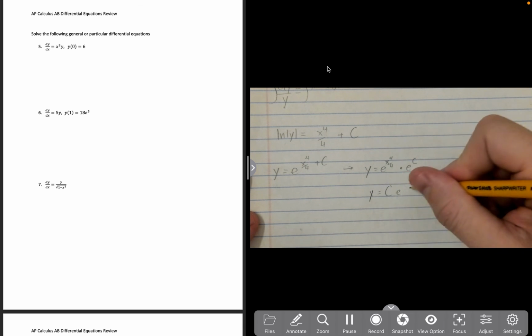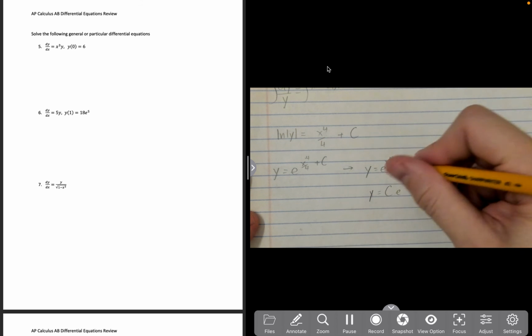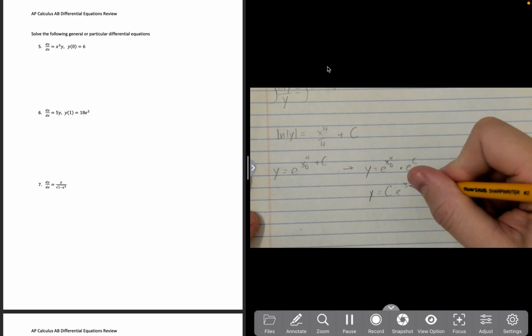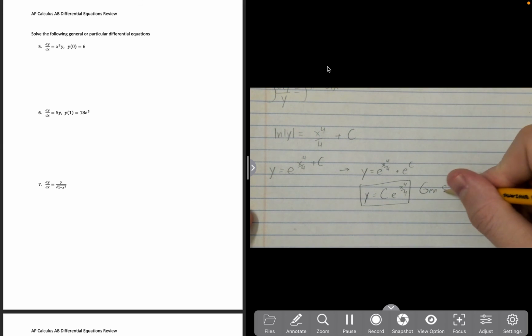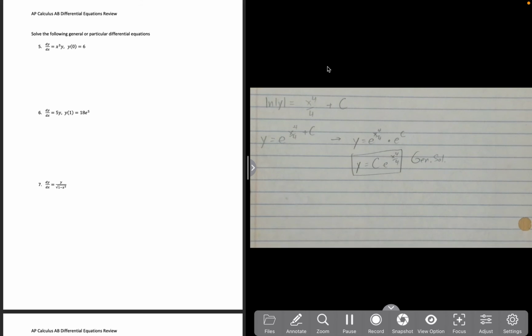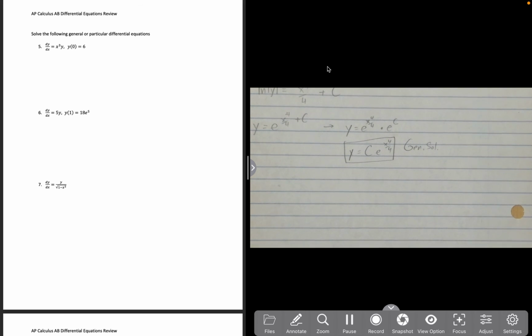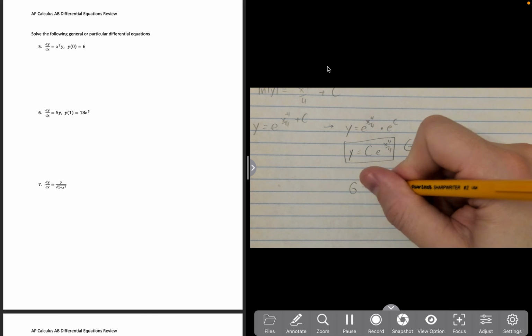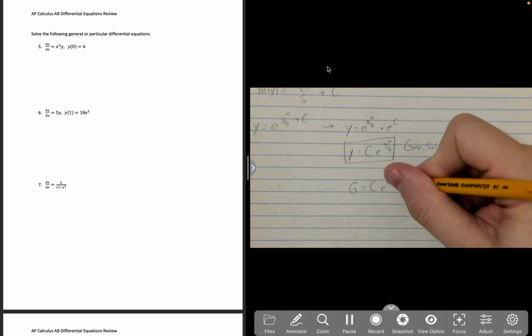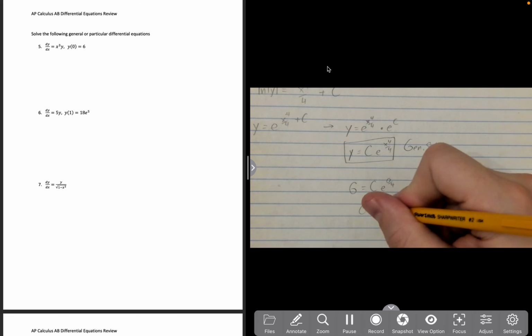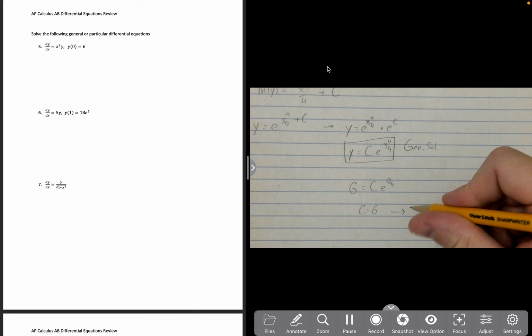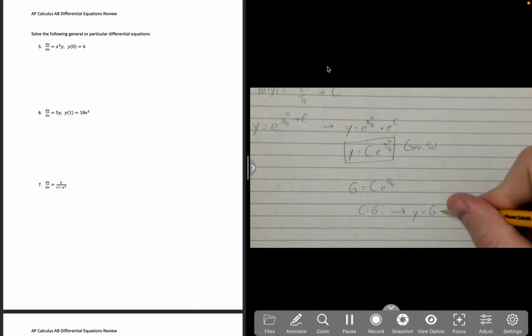And we're going to say e to the c is just another constant and it's multiplying, so let's push that out front. That's our answer for the general solution. But we have a particular solution. We have an initial condition to plug in. Evidently, when I plug in 0, I'm supposed to get 6. So 6 for y should occur when x is 0. Now that means this is going to be 1, so that must mean c is 6. So let's update our equation. Our final answer is 6 e to the x to the 4th over 4.